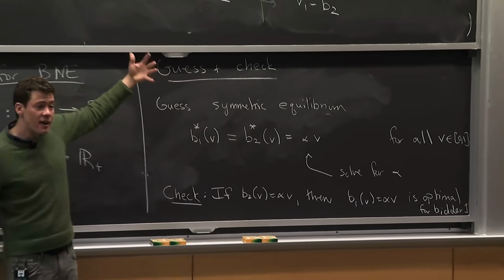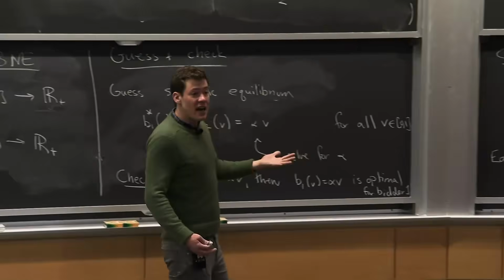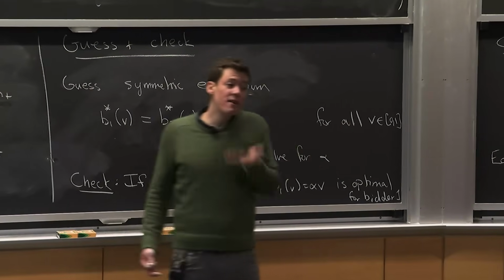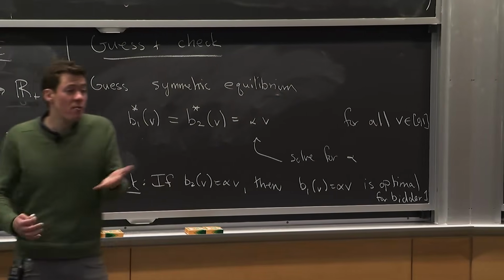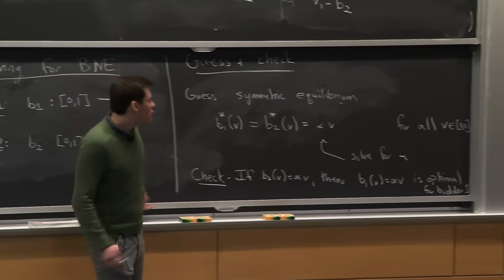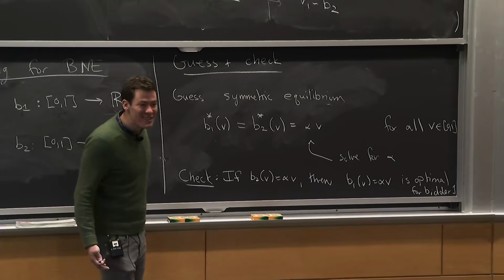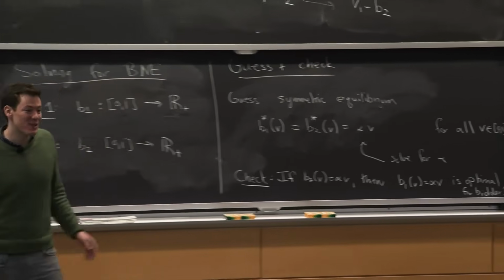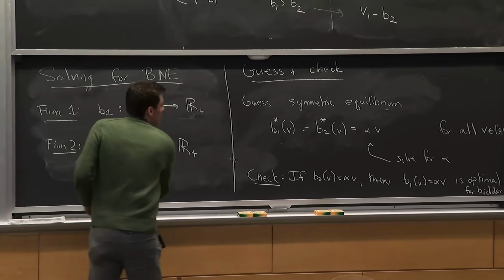The output of guess and check will either be, I made a good guess, here's the equilibrium, or it will be, my guess was wrong. I guessed an equilibrium of a particular form that didn't exist, and then let me try again. Of course, in class, we're going to make good guesses, but on your homework, you might make a guess that turns out to be wrong. OK, let's move over here.